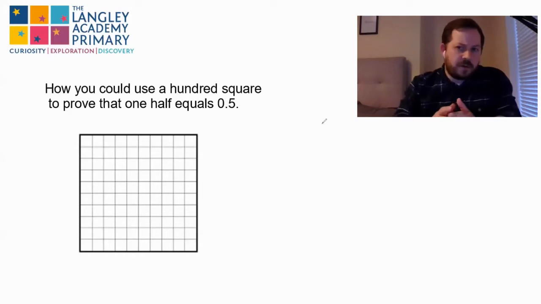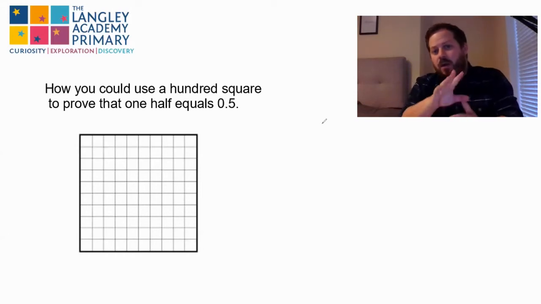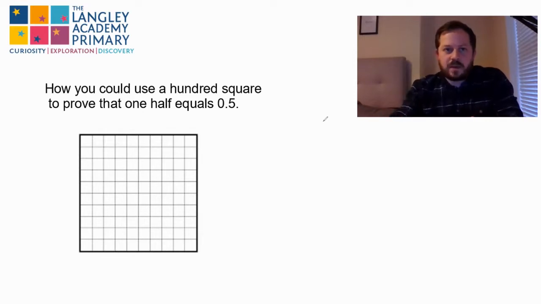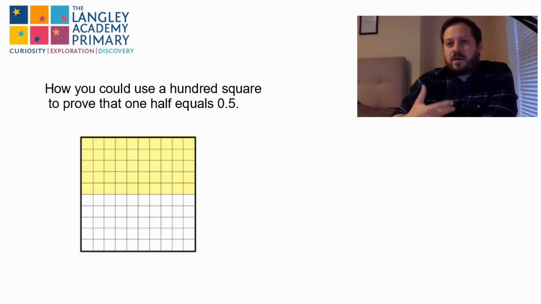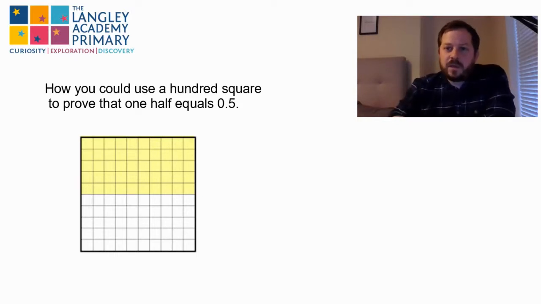Okay, so hopefully what you all did was colour in half of the 100 square. Now this could have been done in multiple ways, but in my case, I'll just colour it in like that. We know from previous lessons that we can change a 100 square into a fraction, which then links into a decimal. So let's do that and see how that can prove that 1/2 equals 0.5. The first thing we do is count how many hundredths we have. So we've got the 100 square over here.